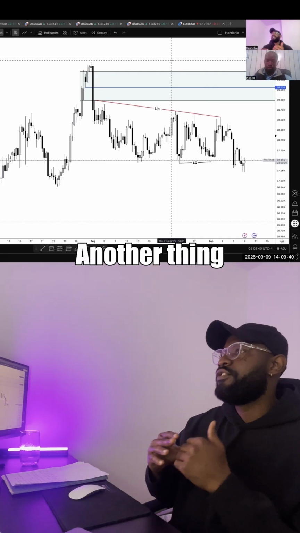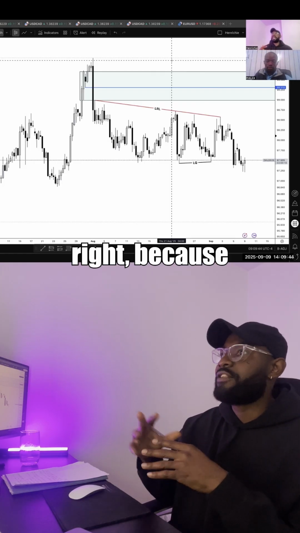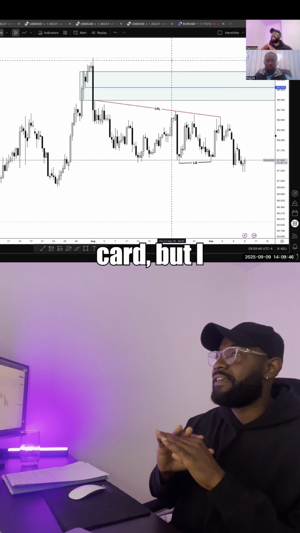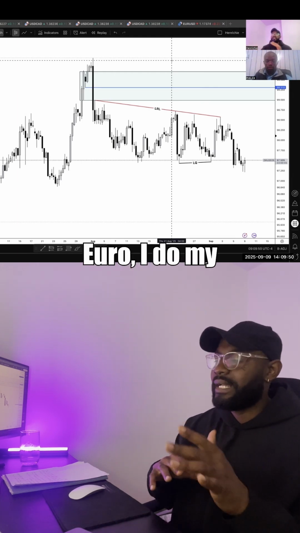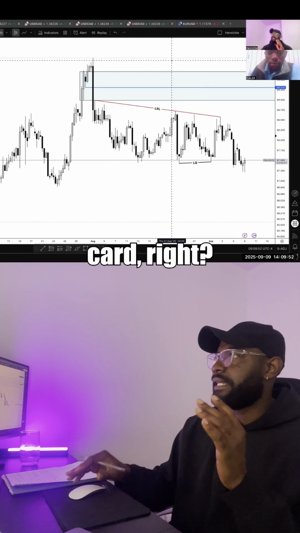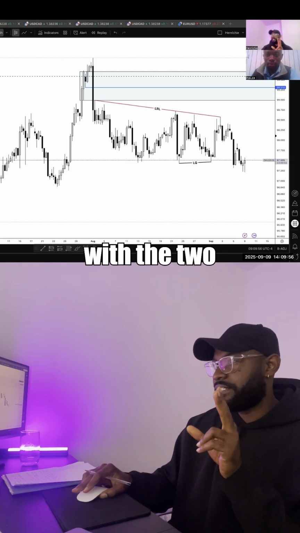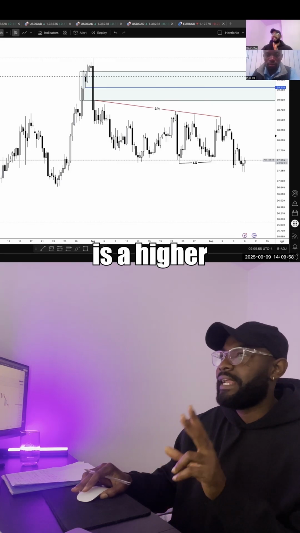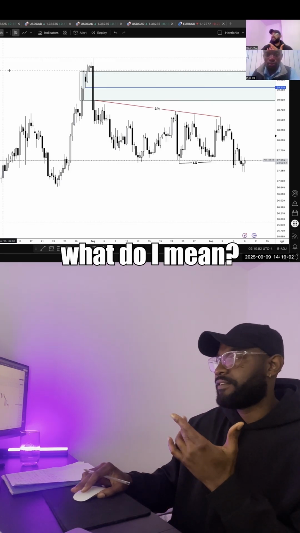Another thing you can also do, and this is what I personally do, is this. I trade Euro, I trade USD CAD, but I never trade them at the same time. I do my analysis on Euro, I do my analysis on USD CAD, right? And what I'm now watching with the two is which one is a higher probability. When I say higher probability, what do I mean?